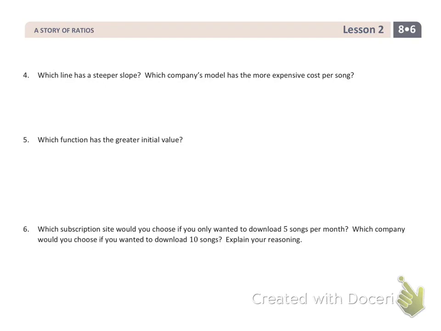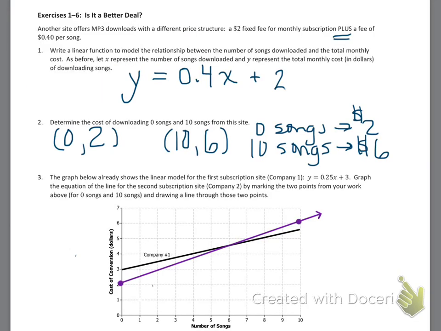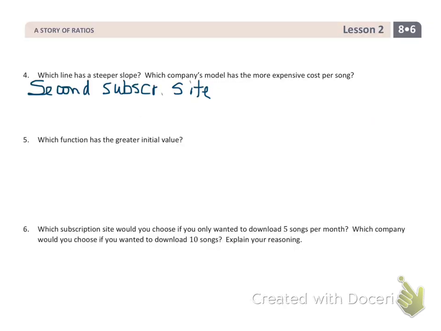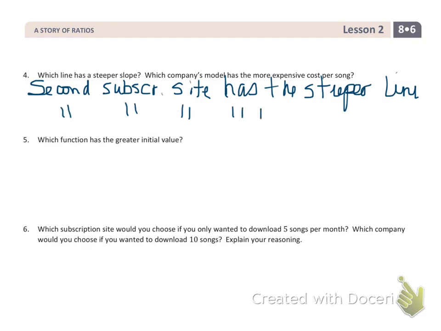Okay, so the second subscription site has a steeper line. Okay, so the purple one that we graphed is a steeper line. The second subscription site has the steeper line. And it also has the most expensive cost per song, right? Okay, and the second subscription site has more expensive cost per song.